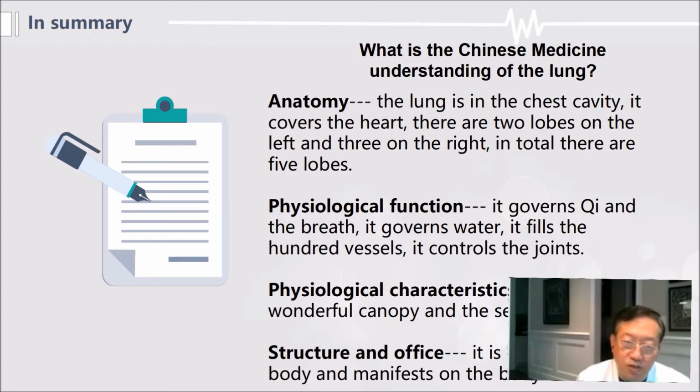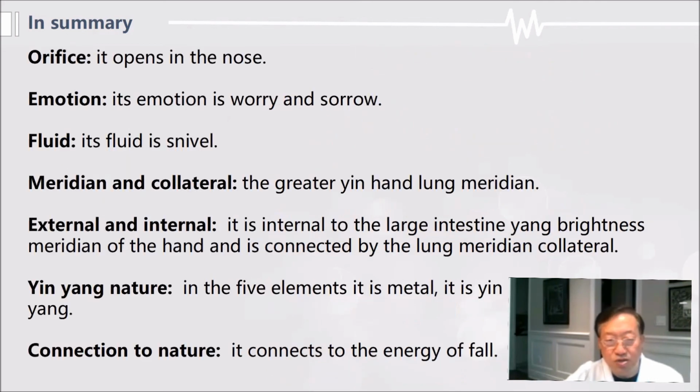Physiological characteristics: it is the wonderful canopy and the sensitive organ. Structure and office: it is the skin on the body and manifests in the body hair. Orifice: it opens in the nose. Emotion: its emotion is worry and sorrow. Fluid: its fluid is snivel. Meridian and collateral: the greater yin hand lung meridian.